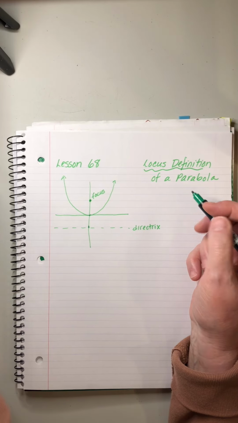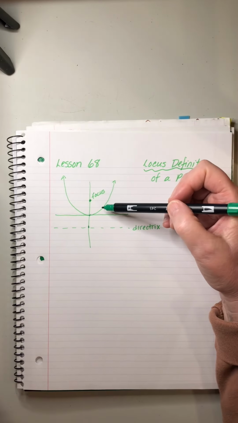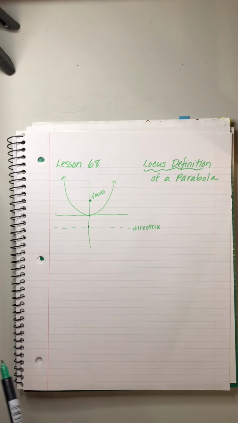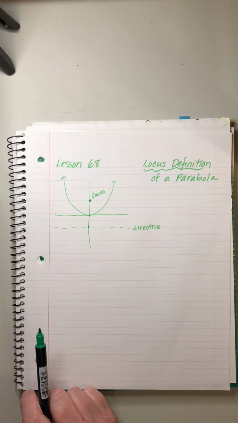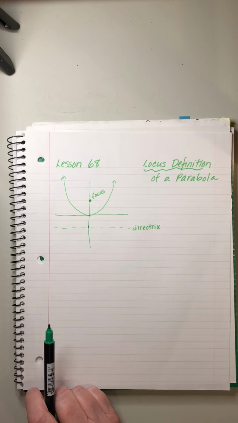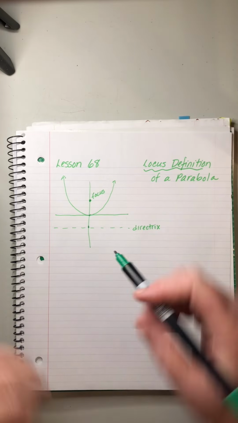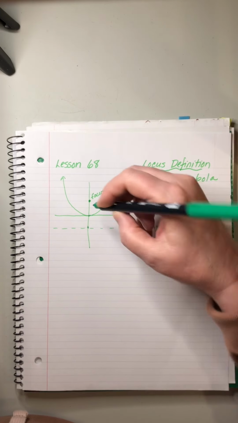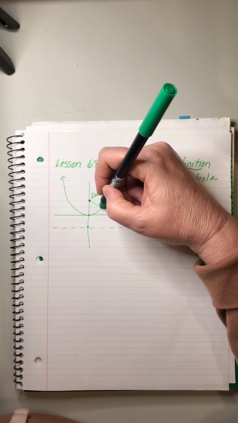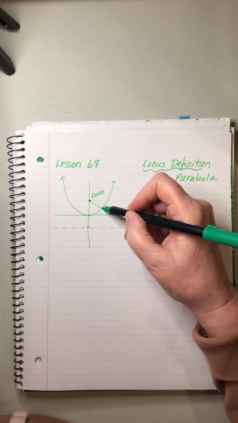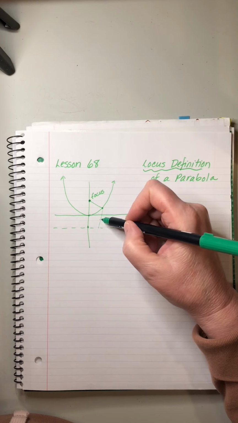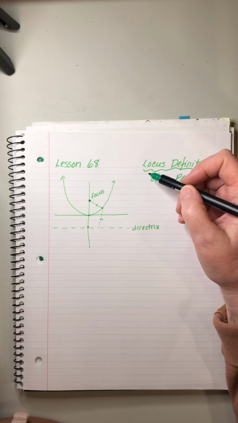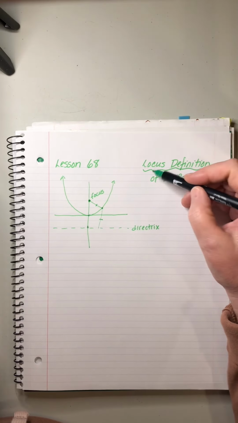Okay, and the way this works is that the parabola is the accumulation of all the points where the distance from the focus, and my picture doesn't make it look like it, is the same as the distance to the directrix, okay? That's what locus definition means.